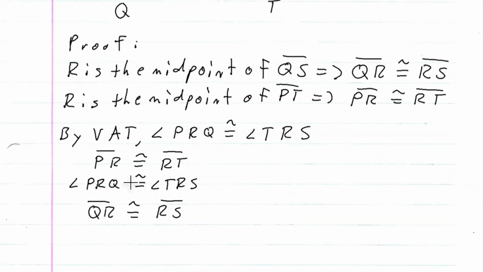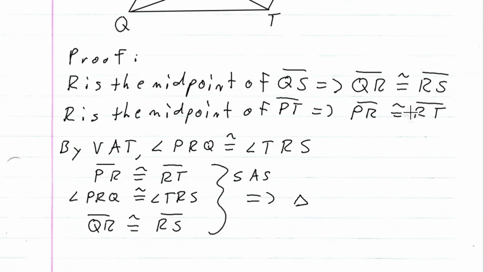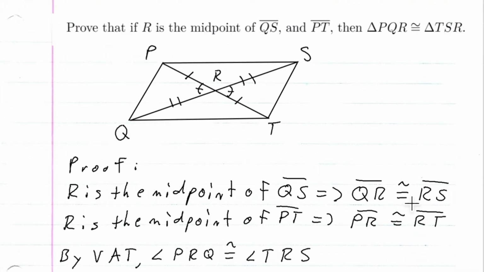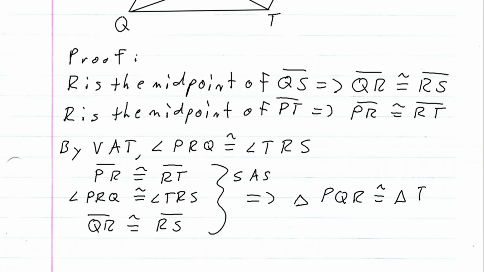So having these three things together like this, I know by side, angle, side that this triangle here is congruent to this triangle here, aka triangle PQR is congruent to triangle TSR. And that is the proof.